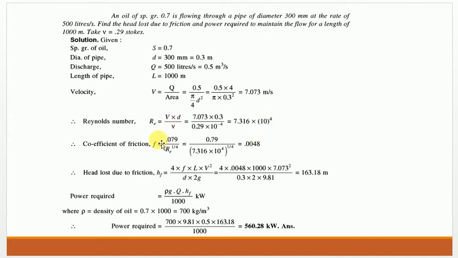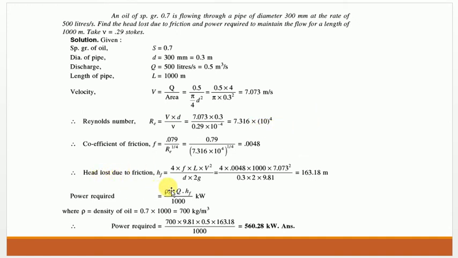So we're going to use the formula. We have two formulas to find the frictional coefficient based upon the Reynolds number: if it's less than 2000 we have one formula, and if it's greater than 4000 we have this formula: 0.79 divided by Re power 1 by 4. If we substitute this Re value, we will get the frictional factor or coefficient of friction, which is 0.0048. It's a unitless parameter because the Reynolds number is a unitless parameter. If we substitute the units of all these parameters, they will be nullified, so it doesn't have a unit.